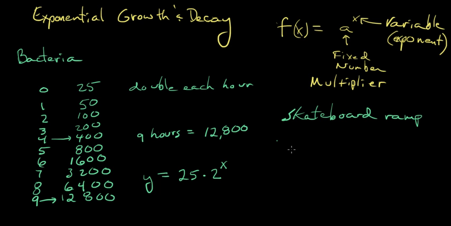So, at any rate, we now have an exponential expression here, or exponential function, and we have the fixed multiplier right here. This is our multiplier, and this is our exponent.